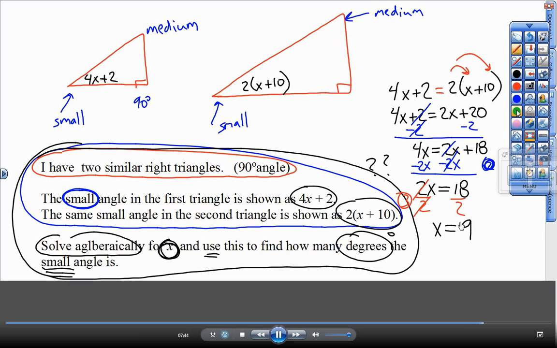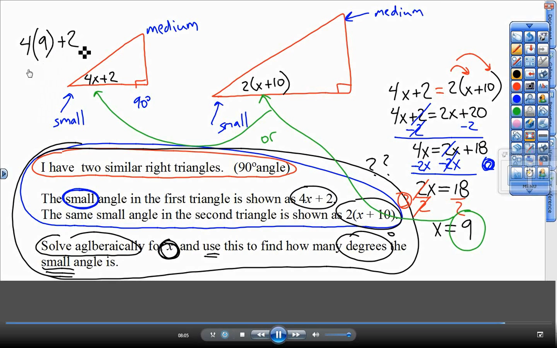So that is solved algebraically. That's my answer for x. Now I'm going to plug it into either one of these, and I'm going to show you both. If I take that 9 and plug it in where that x used to be, it gives me 4 times 9, which is 36, plus 2. When I add that up, that gives me 38 degrees. And of course, that plus 90 taken away from 180 will give me the last angle.